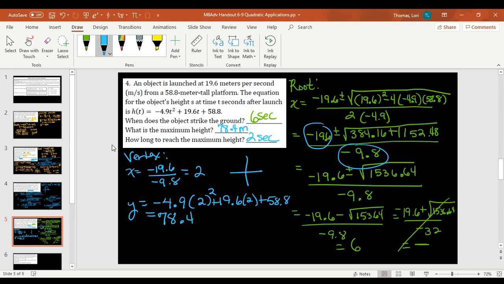So let's draw a little picture. We started at 58.8, so somewhere up here it was launched, it went up, and it came down. And then we have this negative root here we don't care about. So this was 6, okay? And then our vertex was (2, 78.4). And then we had a y-intercept of (0, 58.8).